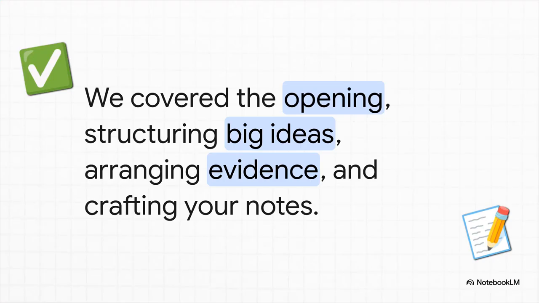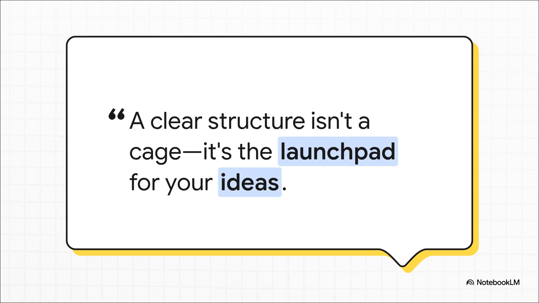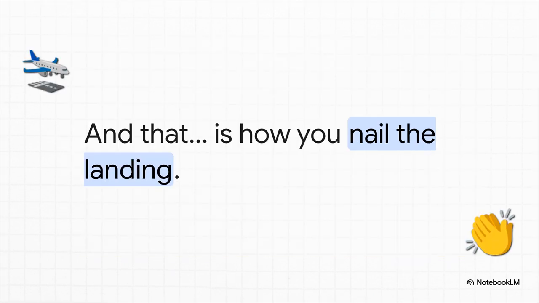So let's just quickly recap what we've walked through today. We started by pulling back the curtain on the perfect opening. Then we looked at the different blueprints for structuring your big ideas, how to arrange your evidence for the most punch, and finally, the huge difference between your planning blueprint and your onstage road signs. And really, all of this circles right back to that one central idea we started with. Remember this, a clear structure isn't a cage. It doesn't restrict you. No, it's the exact opposite. It's the launch pad. It's what gives your ideas the power they need to really take off. And what I just did, that's how you nail the landing.